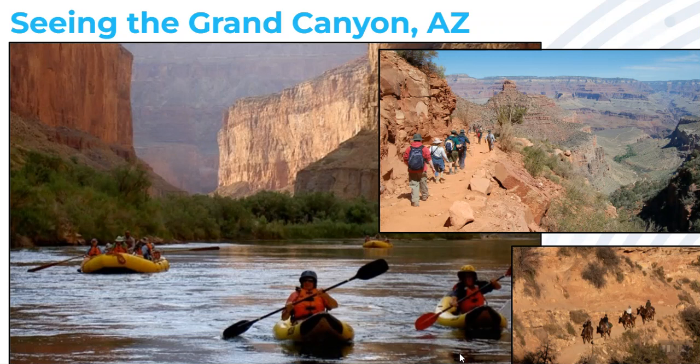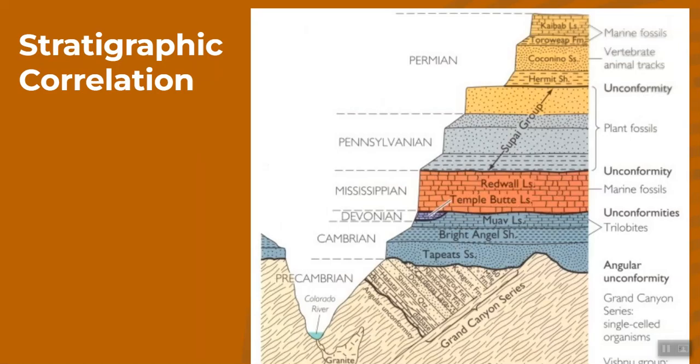And here are some pictures of exploring the Grand Canyon. You can do it by boat, by hiking, by horseback. There's also a lodge down at the base of the Grand Canyon called Phantom Ranch, and you can book a room there and stay there as well.